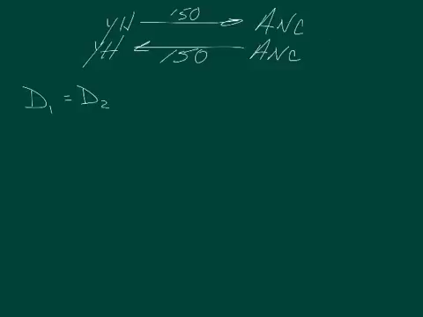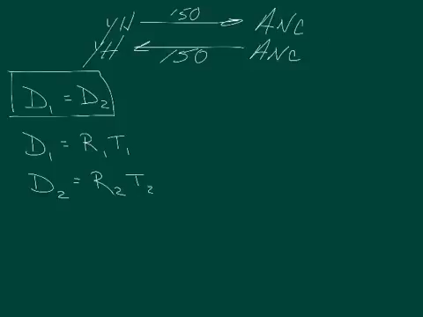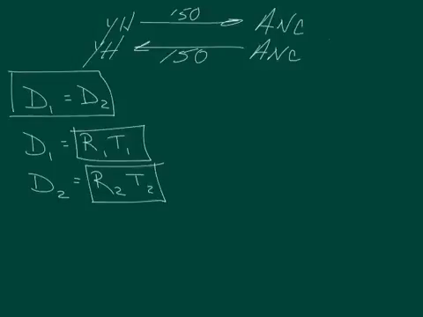So D1 equals D2. And remember, we found D1 to Anchorage by taking the rate, the speed going to Anchorage, times the time it took us to get to Anchorage. To find D2, our way home from Anchorage, we took the speed going home times the time it took us to get home. So if D1 equals D2, then R1 T1 equals R2 T2. Sounds like a math Star Wars movie. R2T2. Okay, so anyway, that's what we're going to be using in our problem.